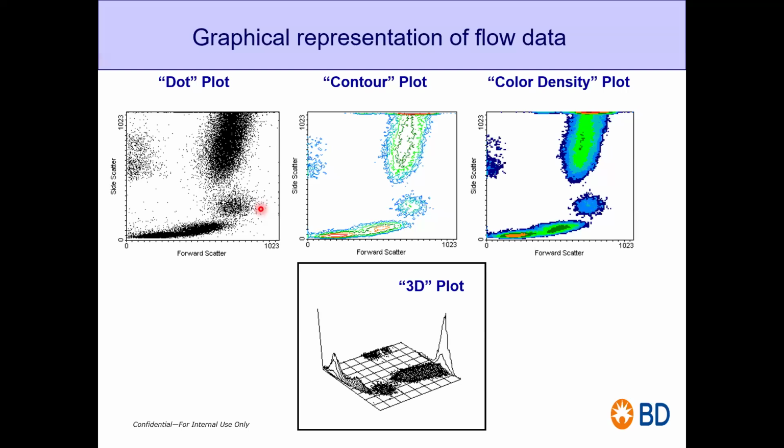Now the graphical representation in your machine comes in different forms: dot plot, contour, color density. The dot plot is the general plotted population, which you generally see in your machine. Then comes the contour plot. Contour plot is like your contour farming.